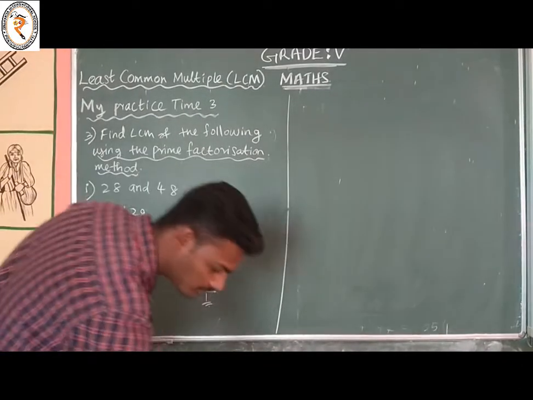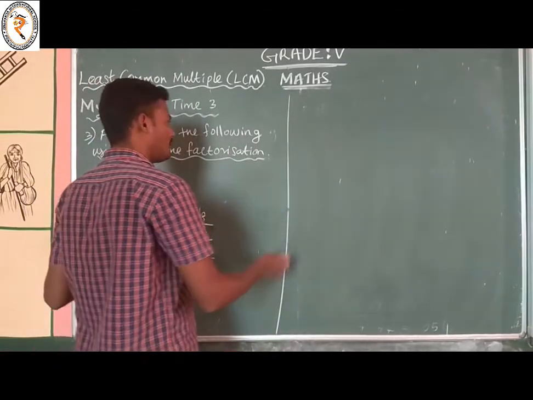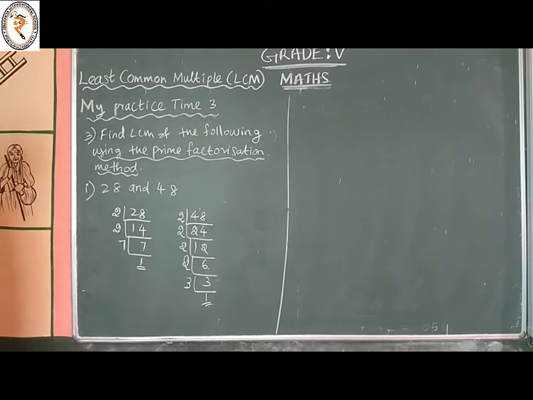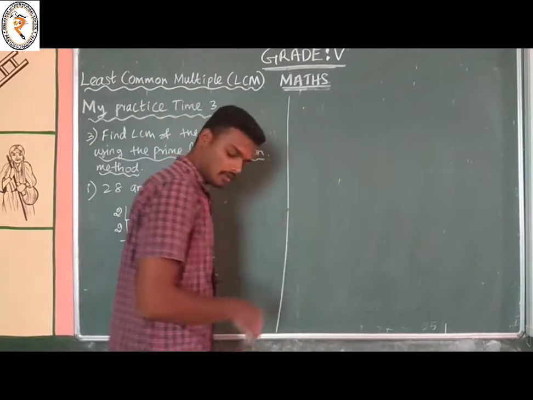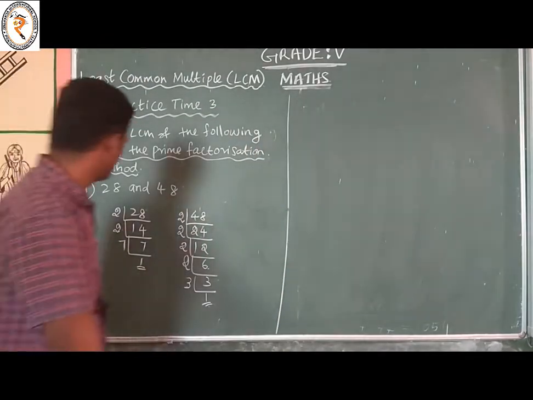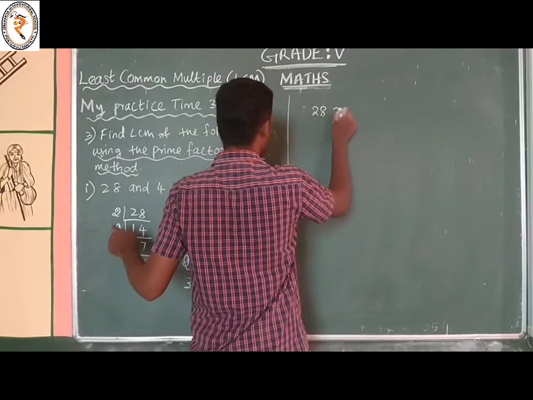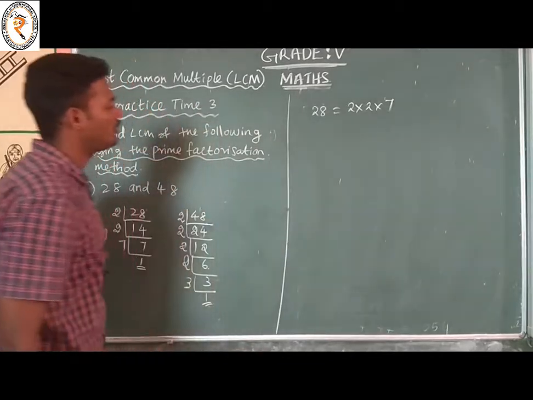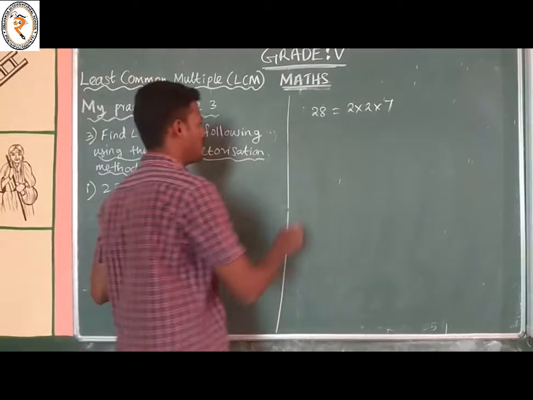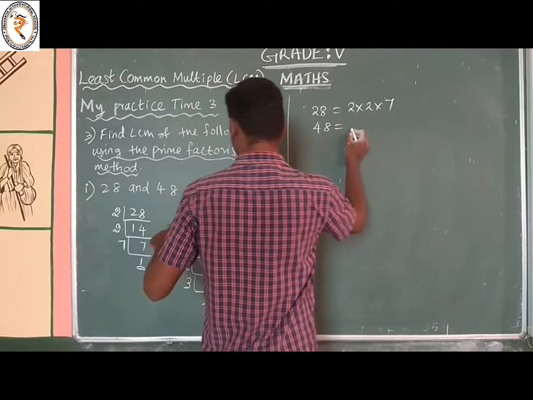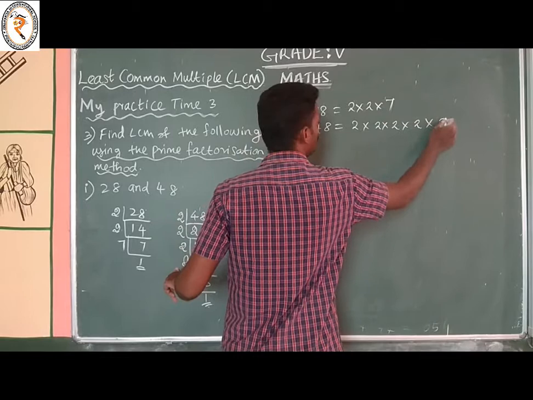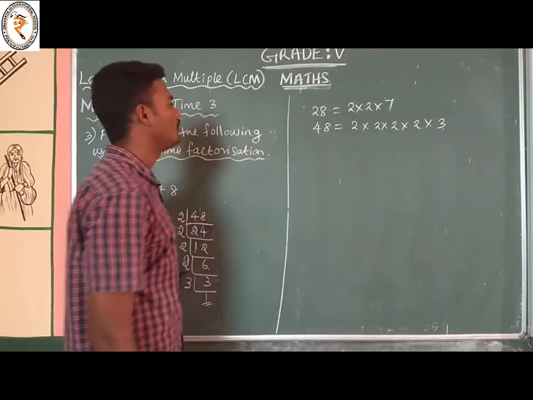Okay. So 28 is equal to 2 into 2 into 7. And 48 is equal to 2 into 2 into 2 into 2 into 3.